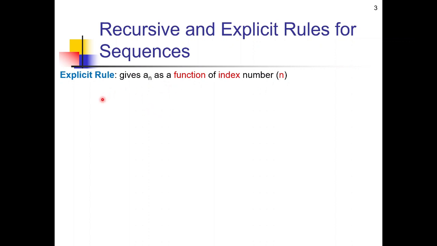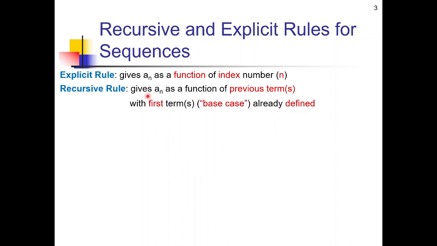A totally different way of thinking about things is something called recursion. With a recursive rule, you're going to be giving back an a sub n as a function of the previous terms. So you need to tell me one term, and then I can tell you the next term by applying some rule to it, some recursive rule. Now, of course, if you try to backtrace this all the way to the beginning, you need to start somewhere. So we have a first term or base case already defined to go hand in hand with whatever recursive rule we're dealing with.